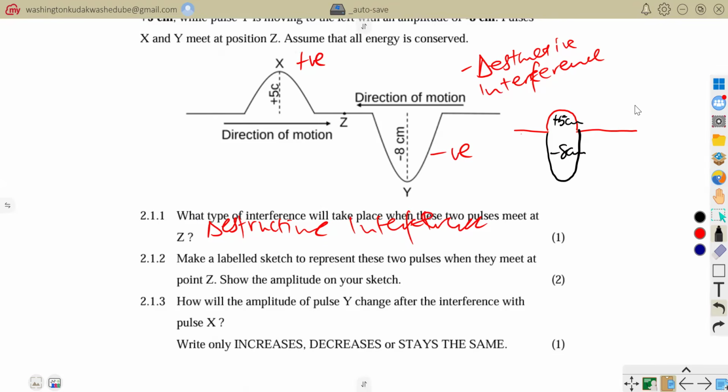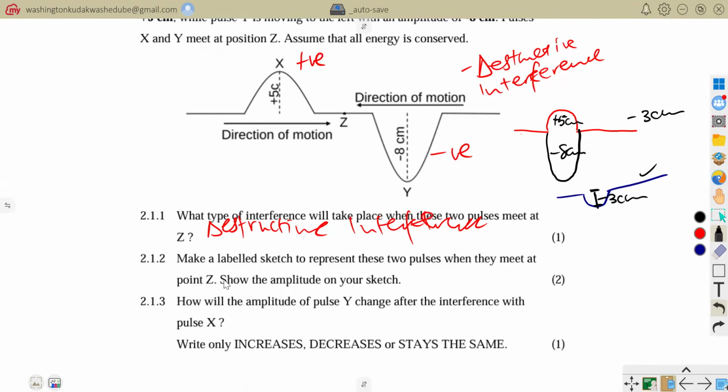You are going to add positive 5 centimeters and negative 8 centimeters. These two will give you what? They will give you negative 3 centimeters. So the resulting amplitude would be in the negative direction, and it would be negative 3. That is what you are supposed to draw there. You were supposed to indicate this amplitude, that it will now be equal to negative 3 centimeters. Given 2 marks, the first mark would be on the shape, which is the diagram of the interference result, and the second mark would be on the correct mark of the amplitude and its representation.